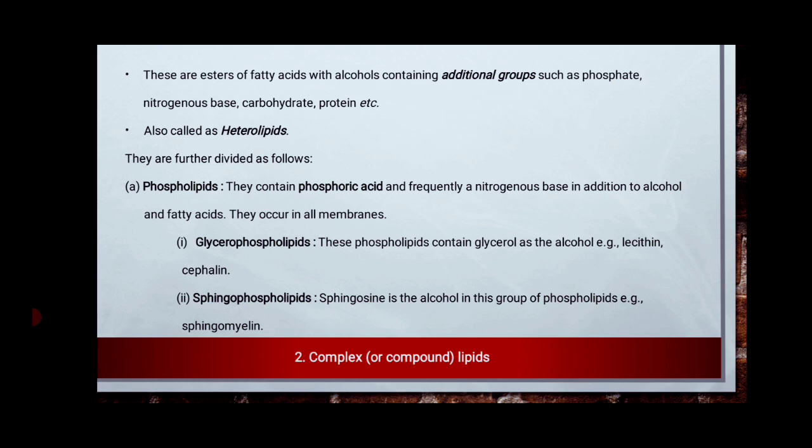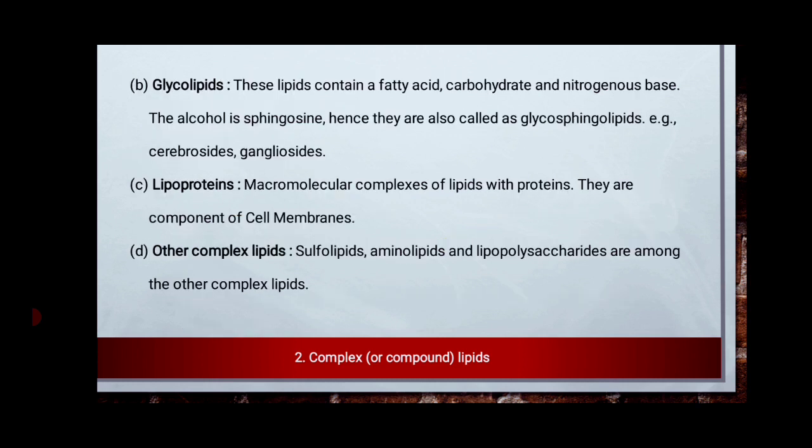While sphingophospholipids contain sphingosine as the alcohol in this group of phospholipids. For example, sphingomyelin. So, phospholipids are of two types on the basis of the alcohol present in its structure. If it's glycerol, then it will be called as glycerophospholipids, and if it is sphingosine, it is called as sphingophospholipids. Okay. The second type of complex or compound lipids are glycolipids.